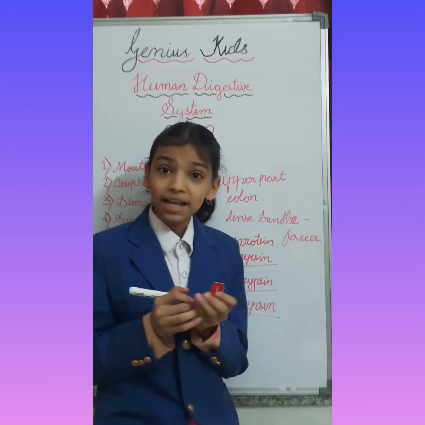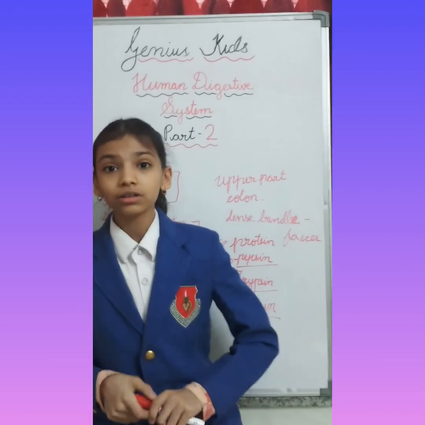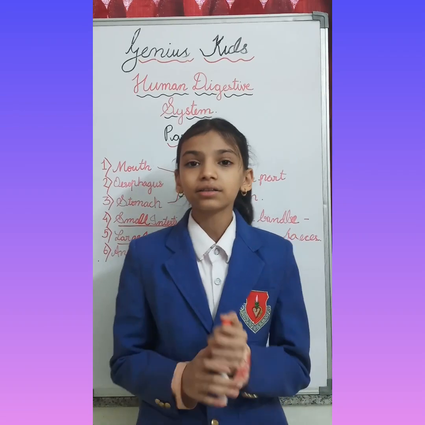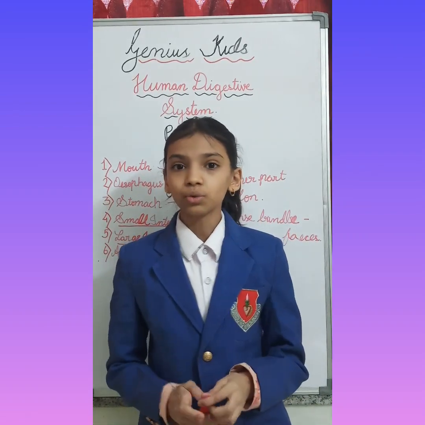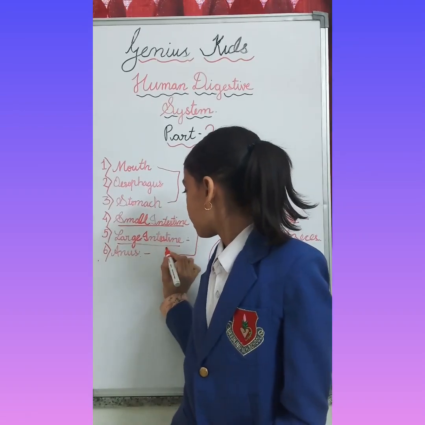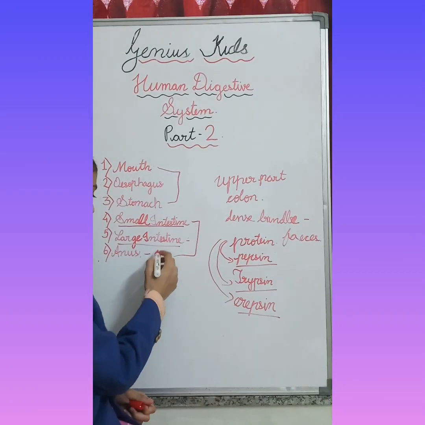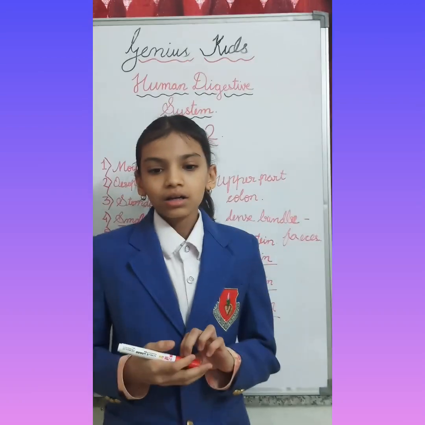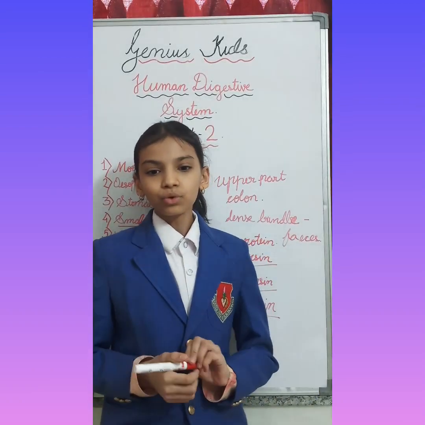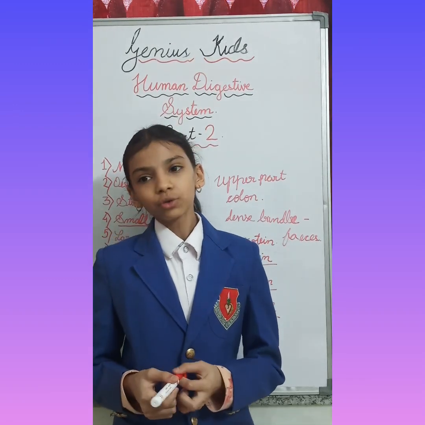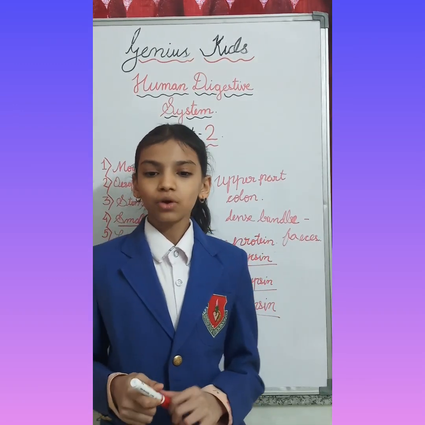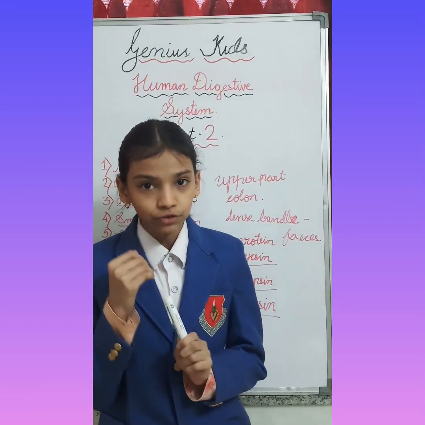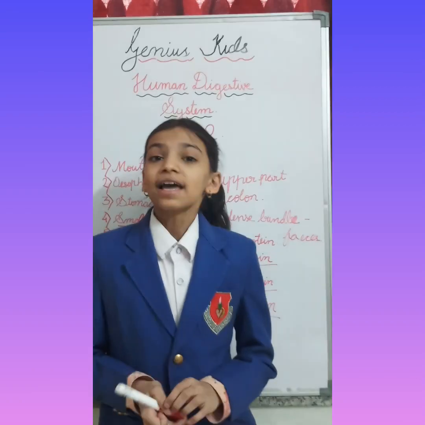Now after the food is digested, some undigested food is also left. So what should it do? The large intestine passes the undigested food to the anus. Okay. So it is finally removed. How is it removed? It is removed through the anus by the process called egestion. The process of removing the undigested food from our body is called egestion.